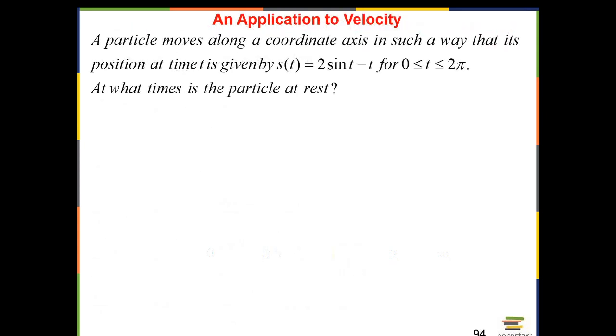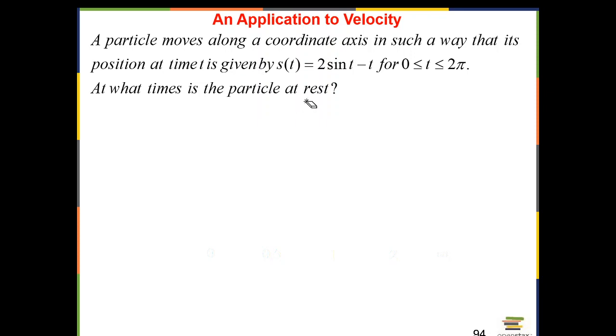So a particle moves along a coordinate axis in such a way that its position at time t is given by this, for t between 0 and 2 pi. At what times is the particle at rest? So this is an application, of course, of the derivative. Don't forget, we learn calculus not for the sake of learning calculus. Of course, some do that, very few. But the whole point is to apply it. So let's look at this.